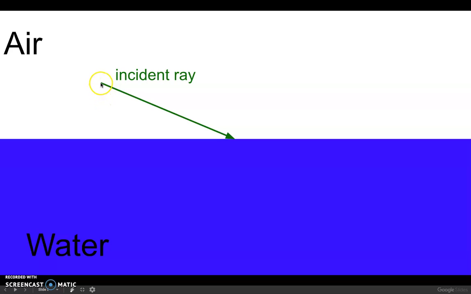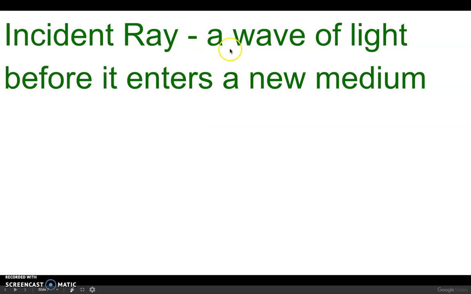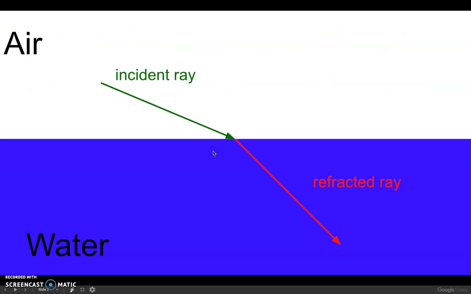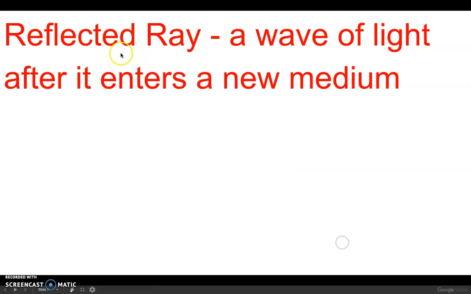So remember that before light hits a boundary, we call that an incident ray. So a wave of light before it enters a new medium. That's the definition of an incident ray. And then a refracted ray is going to be a wave of light after it enters a new medium. So here we have a ray of light. It was in the air, and now it's in the water. So refracted ray, a wave of light that enters a new medium.